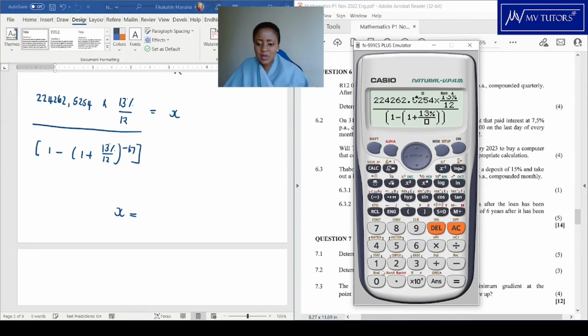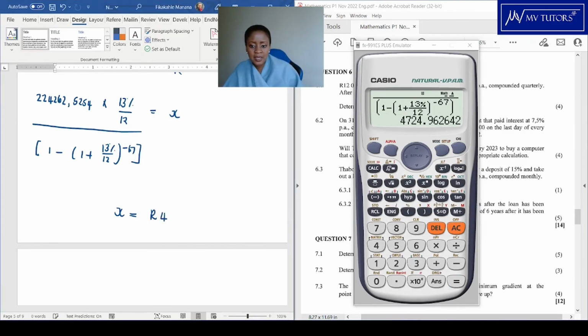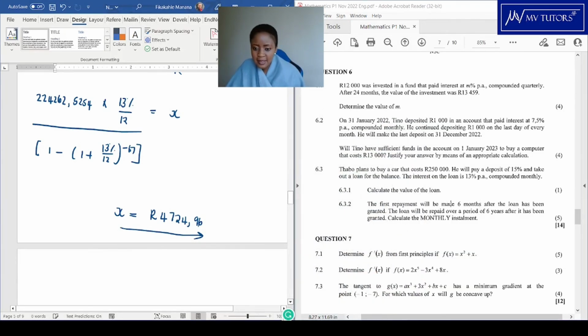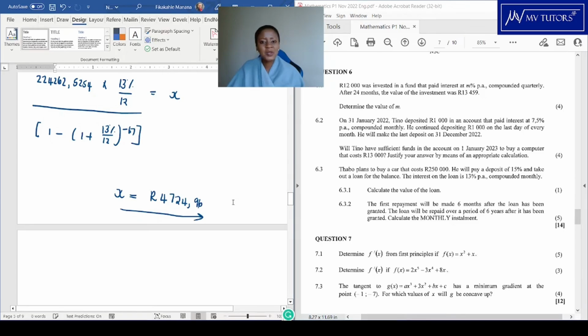Okay, divided by 12. If you have a Casio, you can do this. Other calculators, I don't know. Moment of honesty. Okay, so the monthly repayment is 4,724 rands and 96 cents. Is that it? Yeah, 5 marks. Think it was worth it.